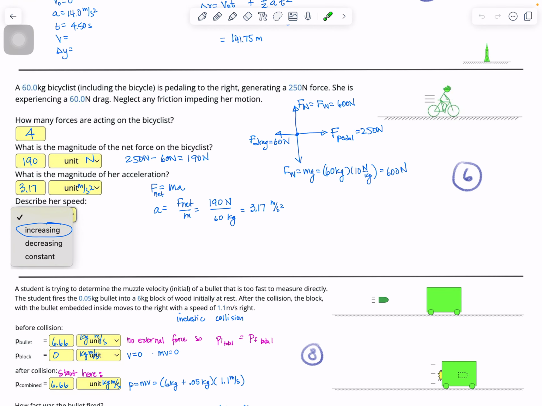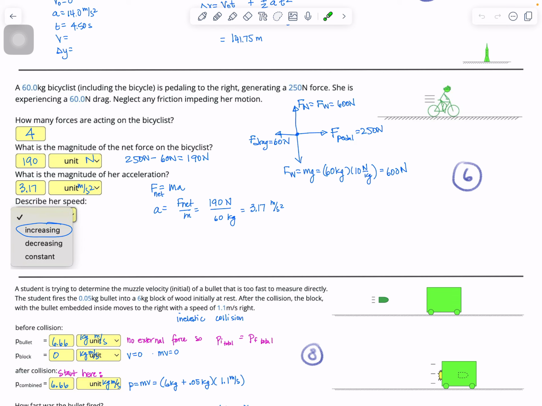Okay, so this is a force question. I can tell because it's talking about forces, and the basic approach for a force question is to draw a free body diagram. That's always the first thing that you want to do. And we can tell there's 1, 2, 3, 4 forces, so that's 4 forces.